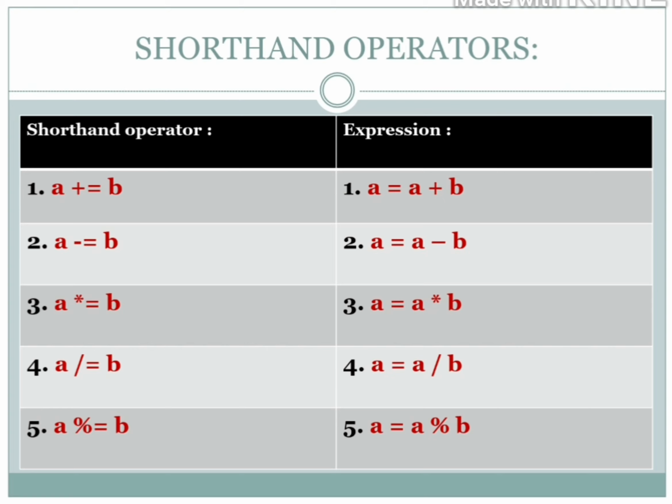See, arithmetical operators you can use with shorthand operators. In the same way, others you can write. A minus equals to B indicates A is equals to A minus B. A into equals to B indicates A is equals to A into B. A divide equals to B indicates A is equals to A divided by B. And A modulus equals to B indicates A is equals to A modulus B. You can use both the things.